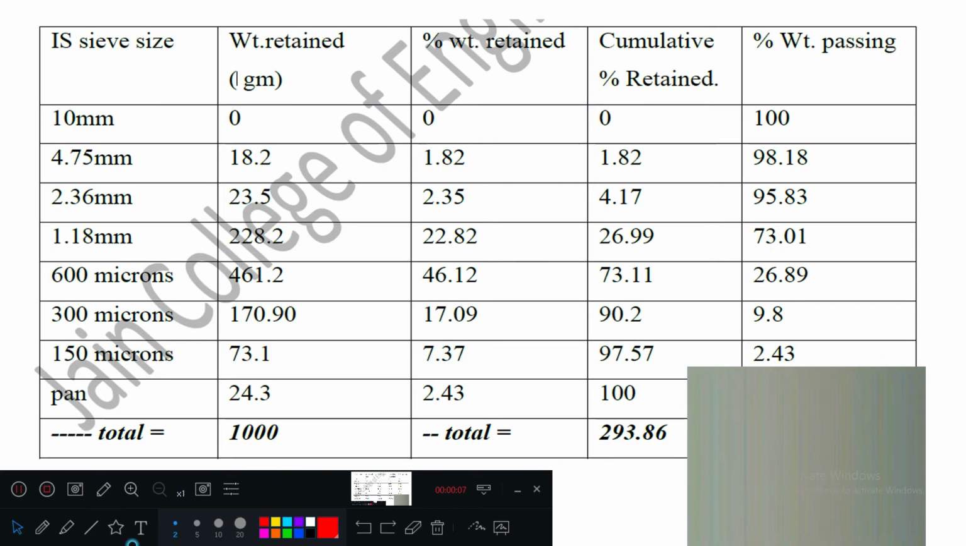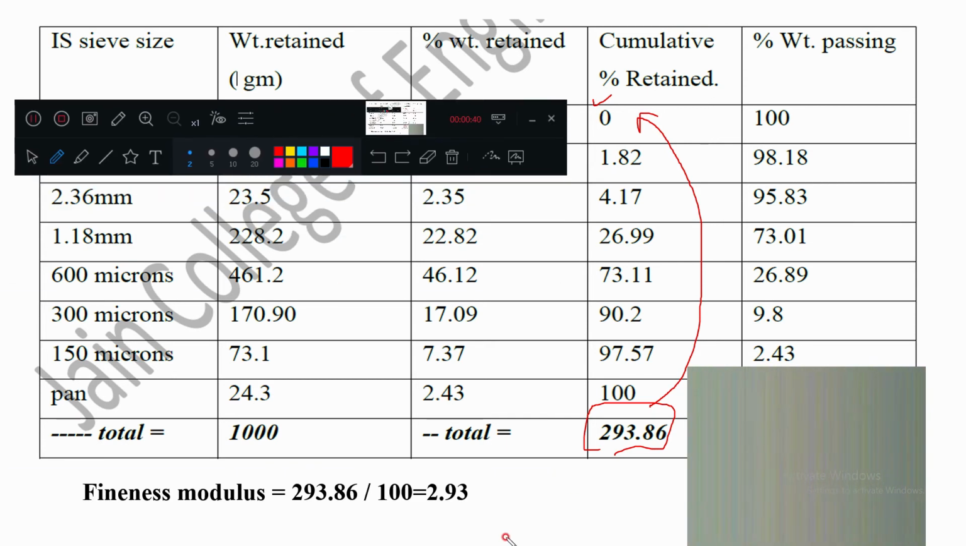Okay, so in this table we have seen, first is as per the IS 383 sieve set. Second column is weight retained. After the shaking you are taking the weight, percentage weight retained, cumulative percentage, and the last one is passing. To calculate fineness modulus, which one are you going to use? You are going to use the fourth column, that is the cumulative percentage weight retained. You add all these values and divide the sum by 100.